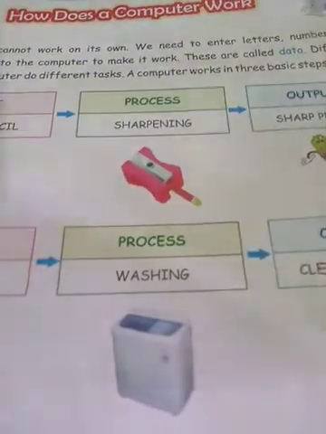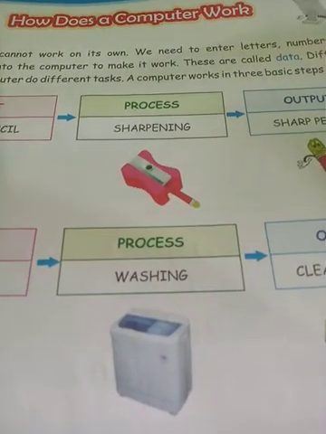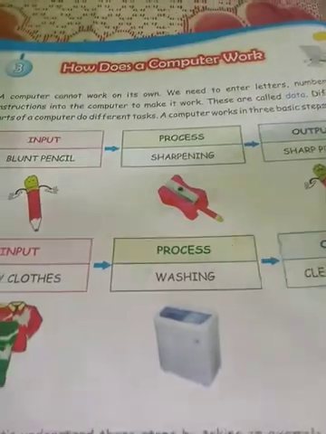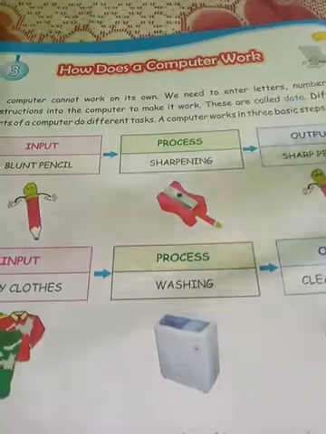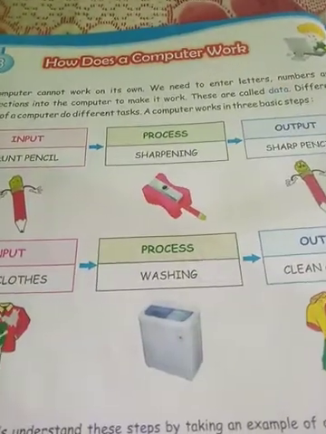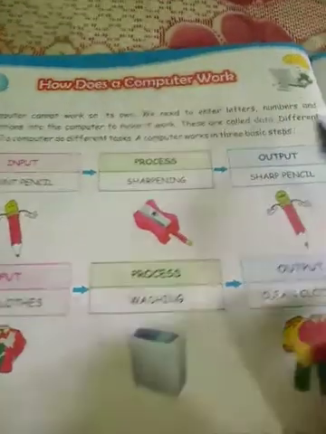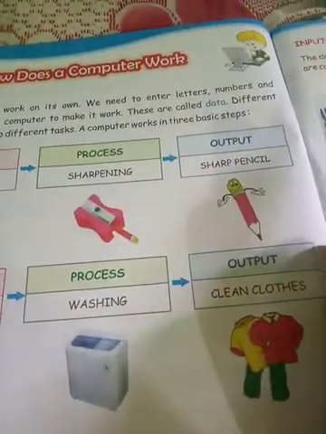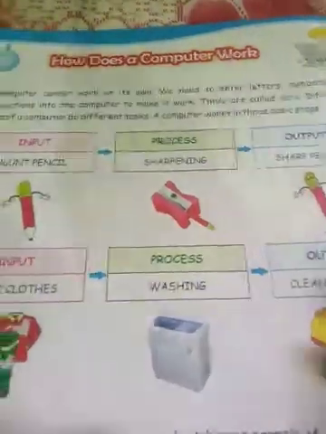As we know that there are 4 main parts of computer like keyboard, mouse, CPU, monitor. All the different parts have different functions. Okay. So in this chapter we will understand how does a computer work. Because we know that computer needs an order to work. So how does it work? There are 3 basic steps in which computer works. How many basic steps? 3 basic steps. What are they?